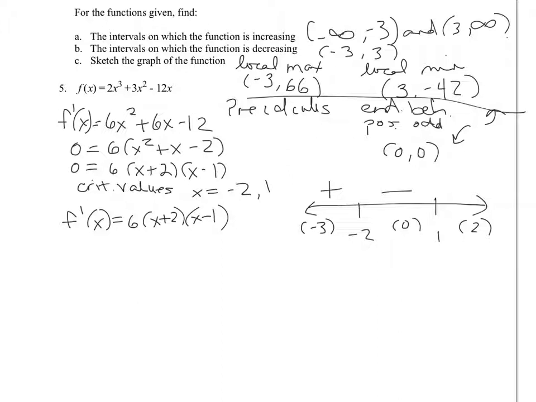Because it's a positive times a positive. So far, so good? Thumbs up? All right. What does that tell me? Because remember, I've got different parts I have to identify here. And one of them is I'm looking to see if I have any local extrema. Do I have one at negative 2? Is negative 2 a local max, a local min, or neither?